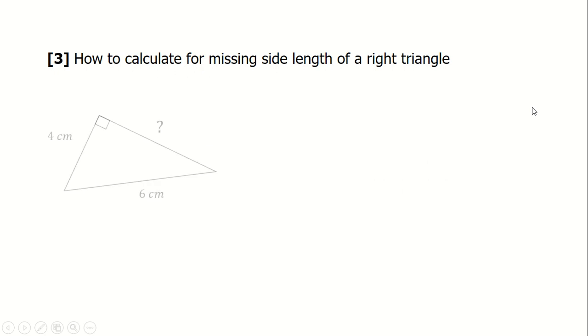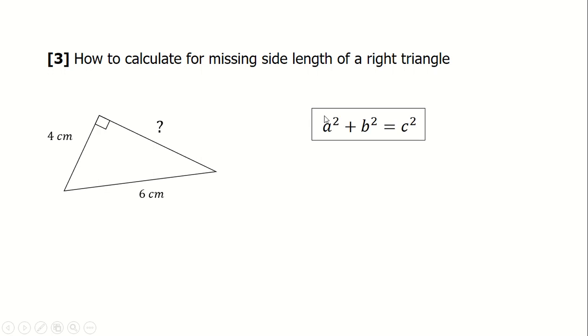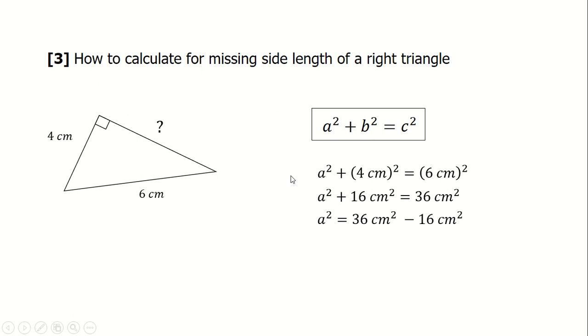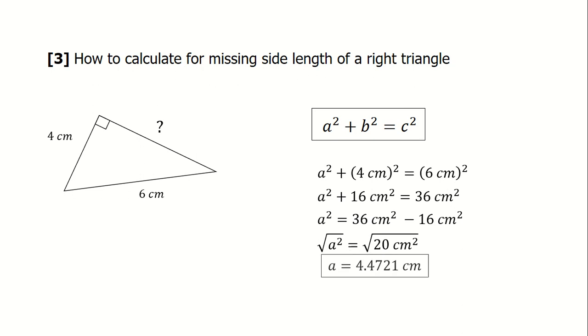Here is another example. So again, take a moment to identify the right angle and then the side opposite the right angle would be your hypotenuse. This time it is going to be letter C. And you are missing again one of the sides. So this is a similar problem from the previous slide, number 2. This time I considered A as the missing side. So again, doing the same thing, putting 4 squared, which is 16, on the other side. A is going to be the square root of 20, which is 4.4721 centimeters.